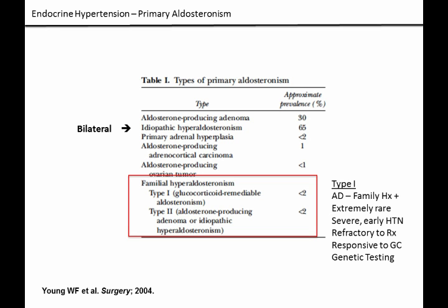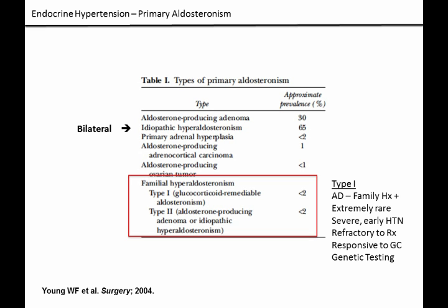But there are these two familial forms, which is why you ask about family history. Focus your energy on type 1. It's an autosomal dominant form. It occurs very early in life, so childhood onset of hypertension with hypokalemia. It's refractory to medication. The typical blood pressure medications we use will not assist with this. But it is responsive to glucocorticoids.